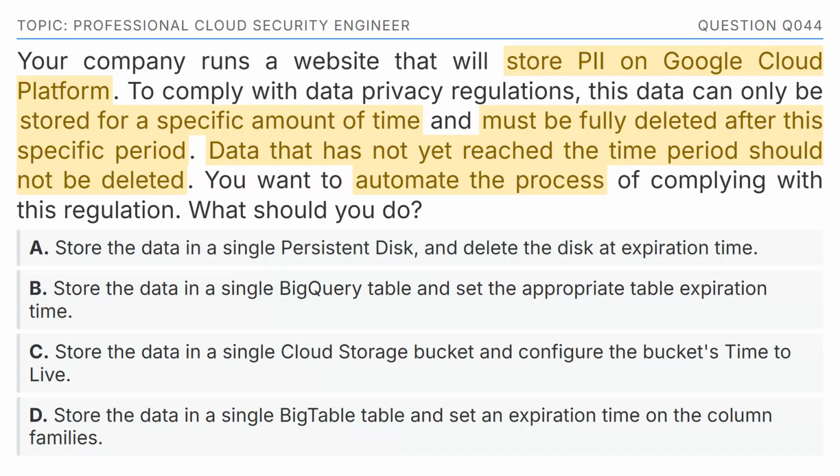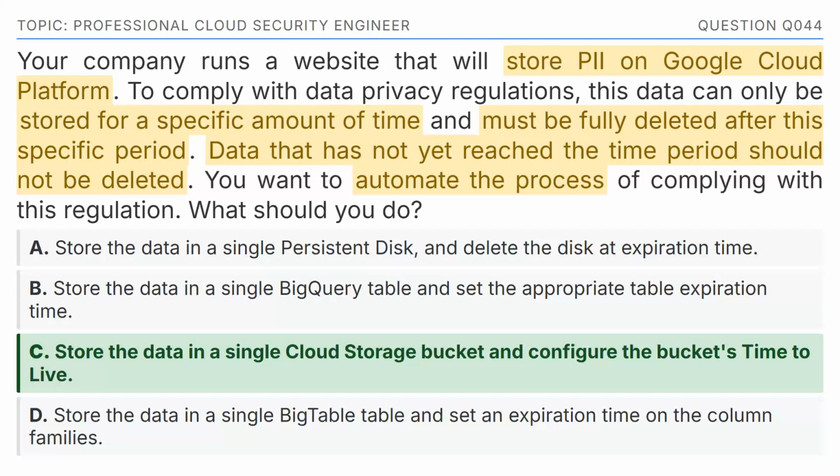To arrive at the correct answer, we focus on the keywords. Store PII on Google Cloud Platform, stored for a specific amount of time, must be fully deleted after this specific period. Data that has not yet reached the time period should not be deleted. Automate the process. The correct answer is option C. Store the data in a single cloud storage bucket and configure the bucket's time to live.